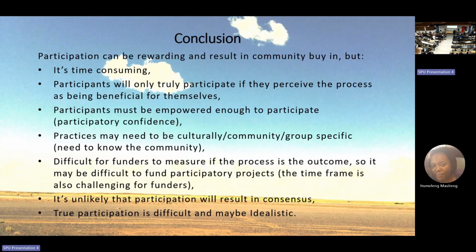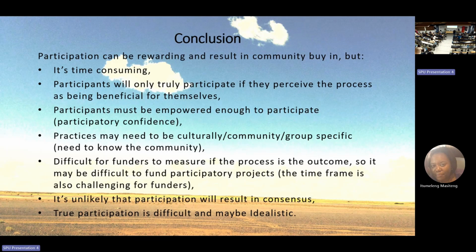So it's also unlikely that participation will result in consensus. And that's an issue with a lot of the Bushman communities, because they don't want just their leaders to make decisions. They want the leaders actually to check in with them and get consensus on everything. And no matter how much participation you do, I think it's really difficult. It might help towards consensus, but I don't think you'll get that.